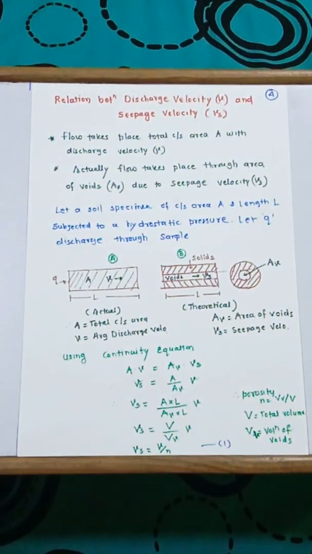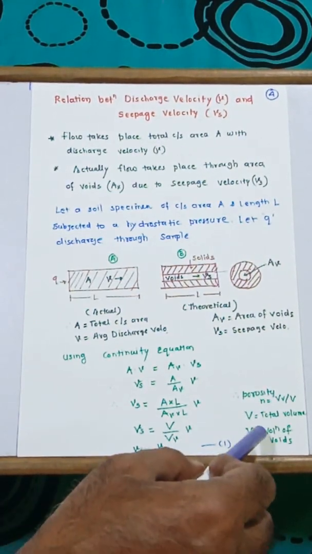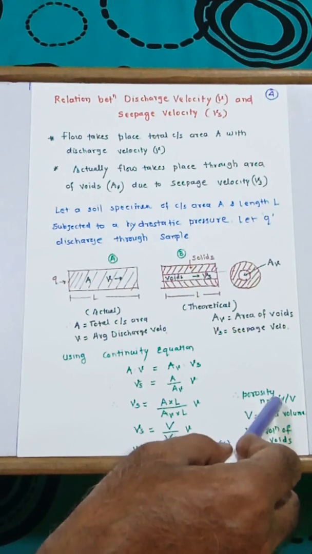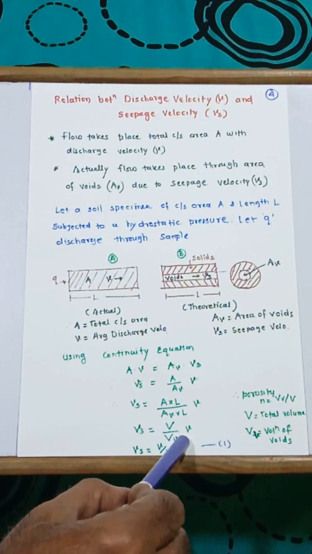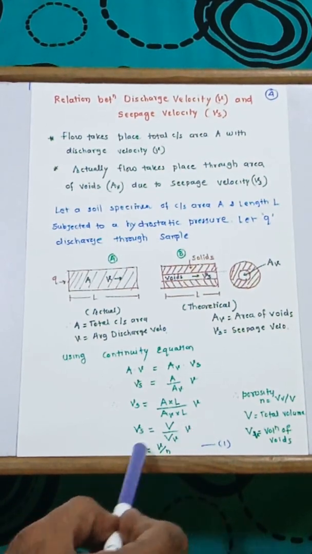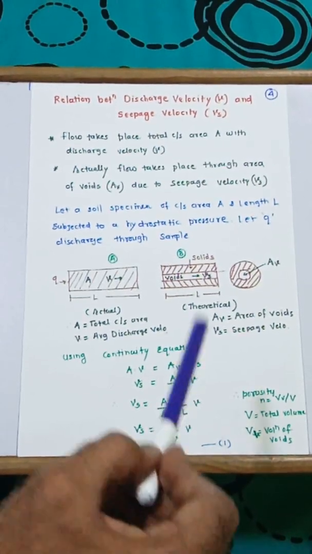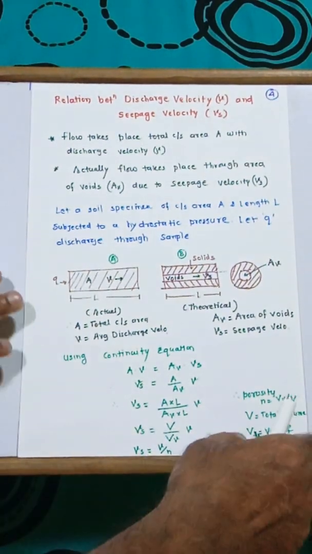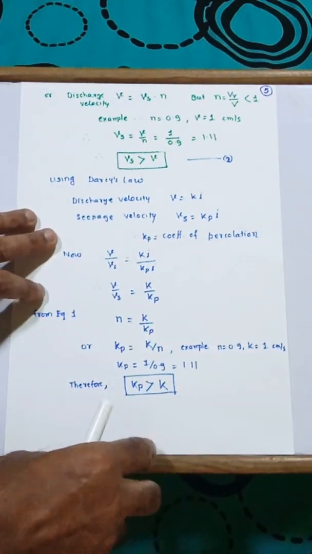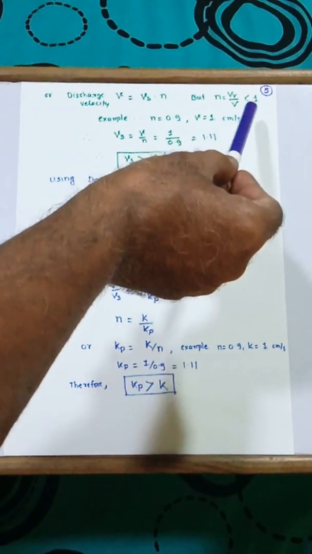And as we know from the basic relationship, the porosity n is nothing but the volume of voids to the total volume. So this ratio is 1 upon porosity. Therefore, seepage velocity is equal to discharge velocity divided by porosity. Now, about porosity, you know the maximum limit: it is the volume of voids to the total volume, and this is less than 1.